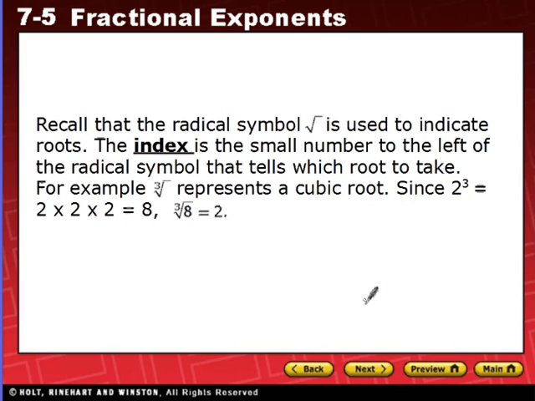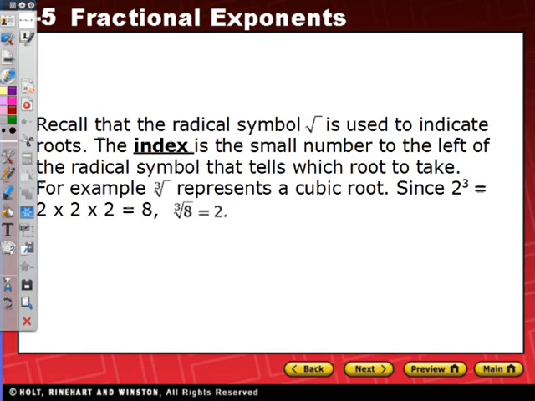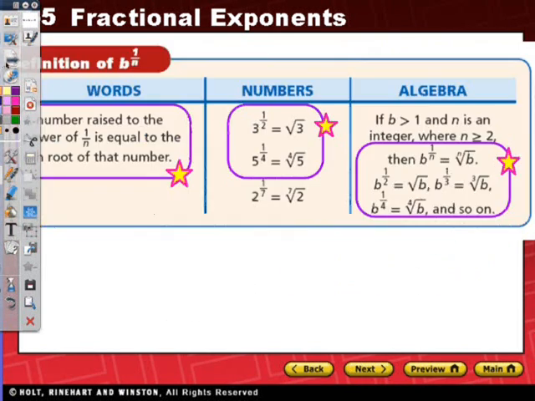So when we see that little 3 there, that tells us that we were going to take the cube root. And remember, when we're taking the root, we're looking for what number times itself equals the number underneath the root symbol. What's different today is that we're going to be taking fractional roots instead of whole number roots.